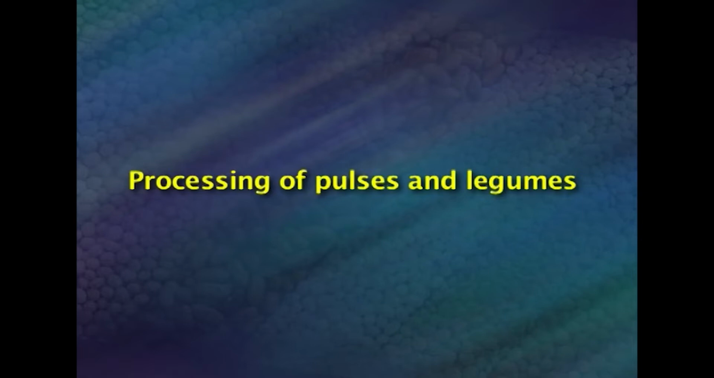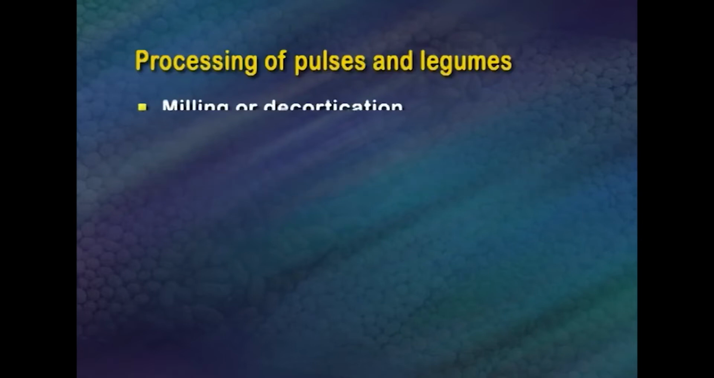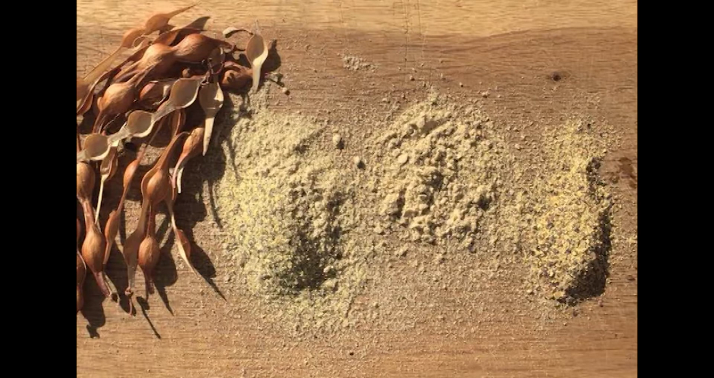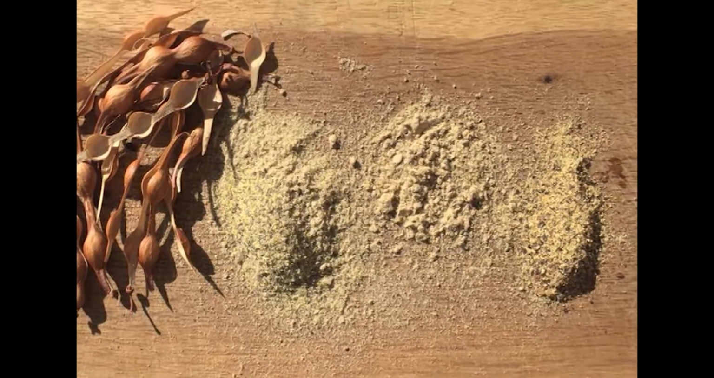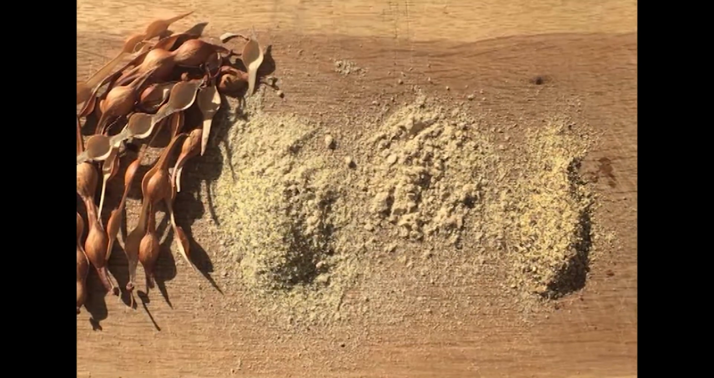Processing of pulses and legumes. Milling and decortication. Legumes are generally milled to remove the outer husk either by wet or dry process. The dal obtained by the dry method is hemispherical in nature and softens rapidly on cooking and gives good flavor. Dal prepared by the wet method usually has a small depression in the center due to shrinkage and softens slowly during cooking. Legumes are consumed as whole or dehusked ones.